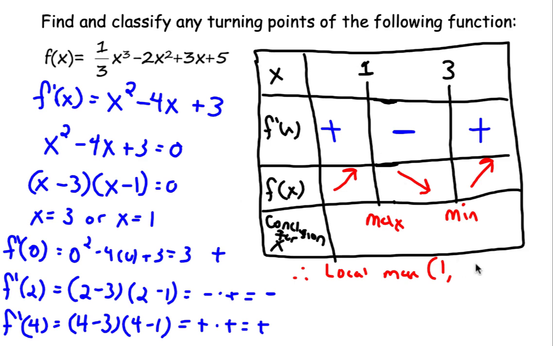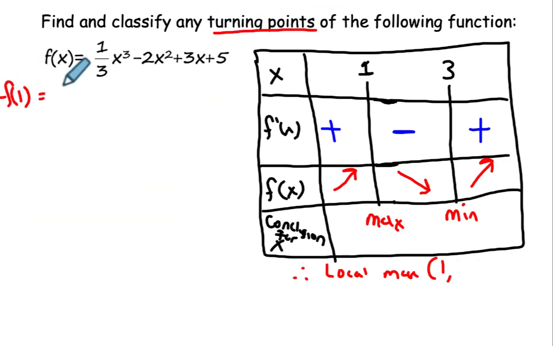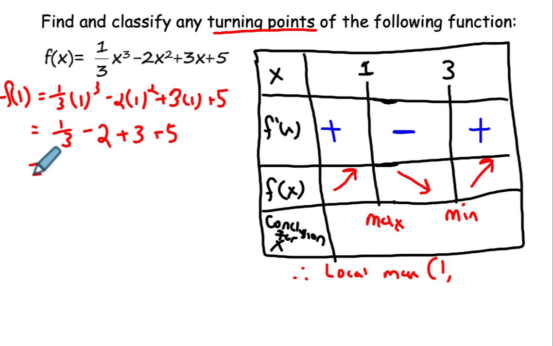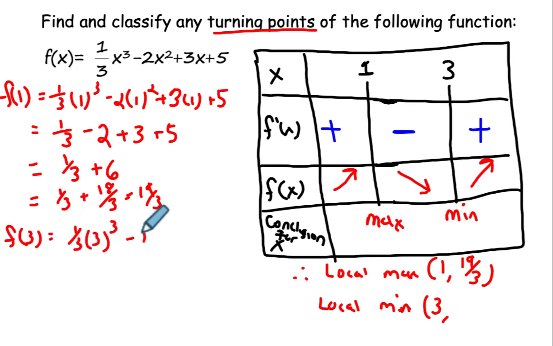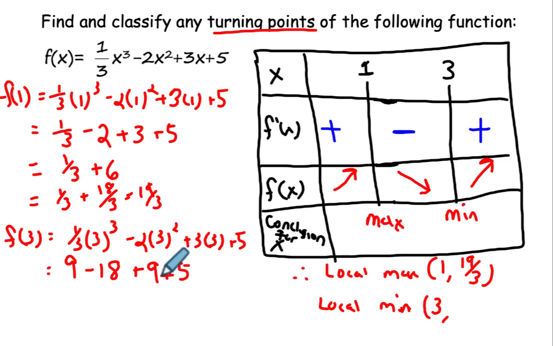Conclusion, therefore, f(x) has a local maximum at x = 1. Now to find the y value, I go back to my original function, place 1 in place of every x, and solve this equation. So therefore, my local maximum occurs at the point (1, 19/3). My local minimum would occur at x = 3, and I repeat this process, replacing every x with 3 in my original function. And I get the point (3, 1). And that is what you do in order to classify turning points using the first derivative test.